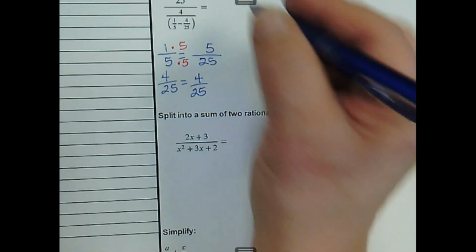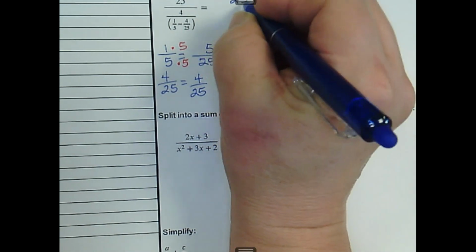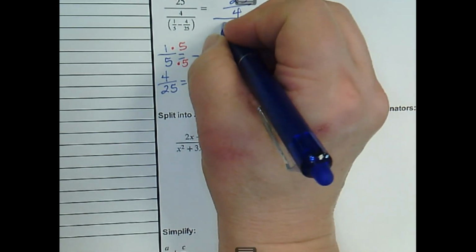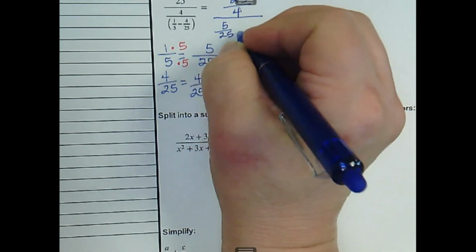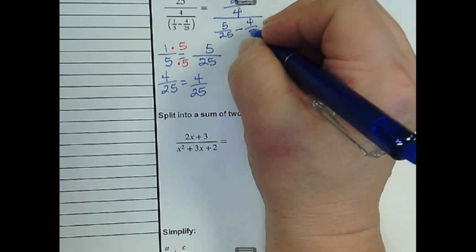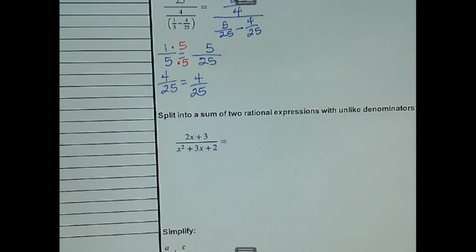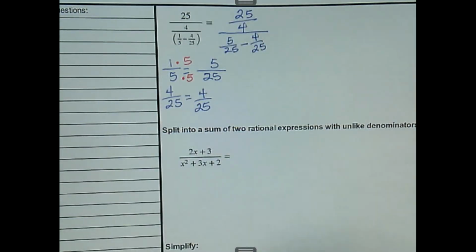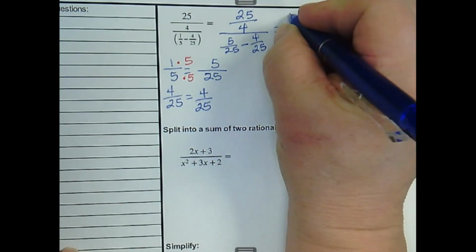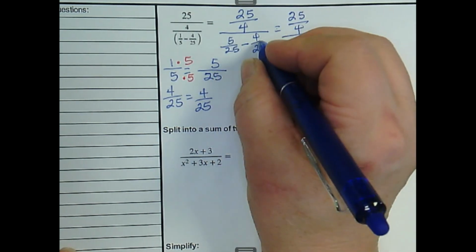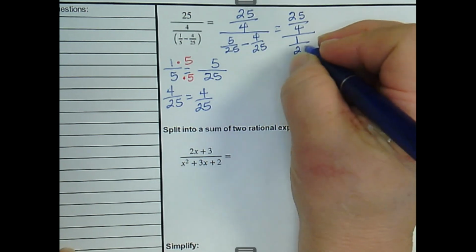Okay, so let's get started. 25 over 4 divided by 5 over 25 minus 4 over 25. All I'm doing is working with this bottom fraction. It's in parentheses. So 25 over 4 divided by 5 minus 4 is 1, 1 over 25.